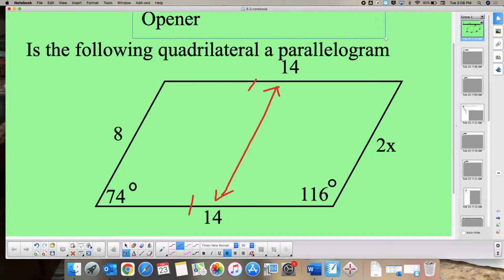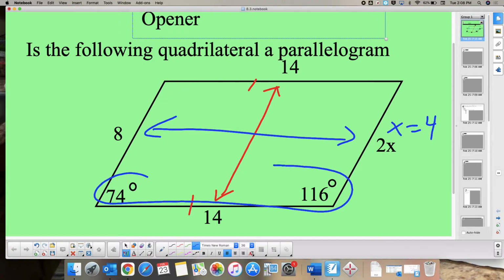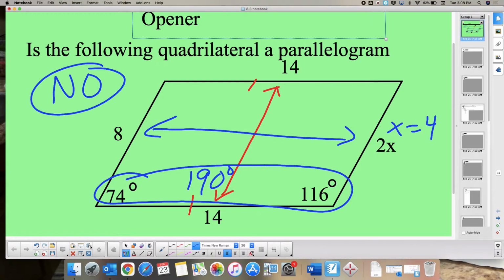Now, some people, I should say, will look and say, well, my other set of opposite sides are congruent because I got 8, and if x is 4, then they're going to have to be equal. Well, there is nothing here saying x has to be 4. As a matter of fact, one of the other properties we know about a parallelogram is these consecutive interior angles need to add to 180. When I add these together, though, we get 190 degrees. So this is not going to work to make a parallelogram.